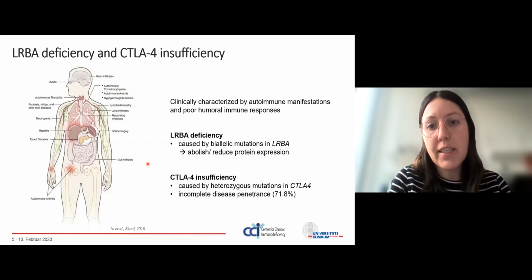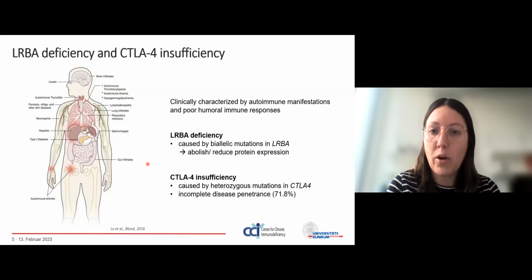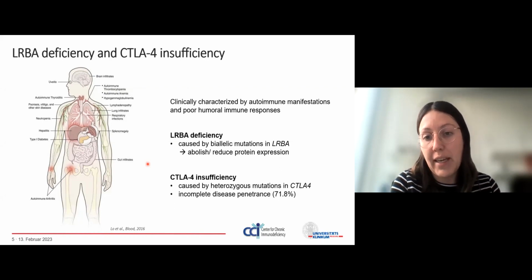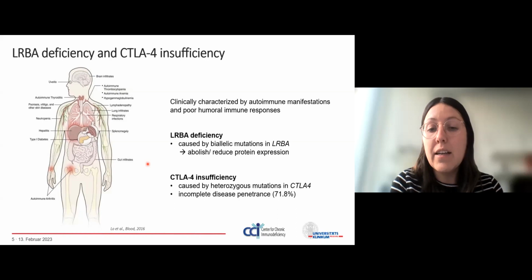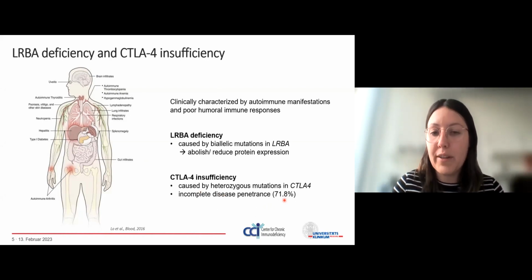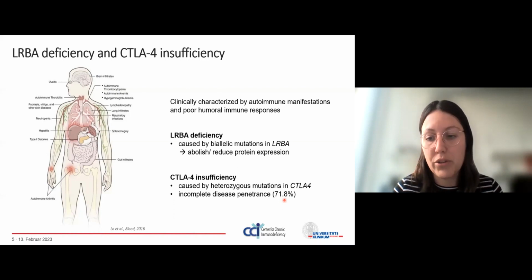While LRBA deficiency is an autosomal recessive disease and caused by biallelic mutations in LRBA that abolish or completely reduce protein expression, CTLA4 insufficiency has an autosomal dominant inheritance pattern and is caused by heterozygous mutations in CTLA4. Not every individual, though, that carries a CTLA4 variant is affected. Some don't show any symptoms, which results in an incomplete disease penetrance of around 70%. And due to this incomplete disease penetrance, CTLA4 insufficiency can be inherited across generations.